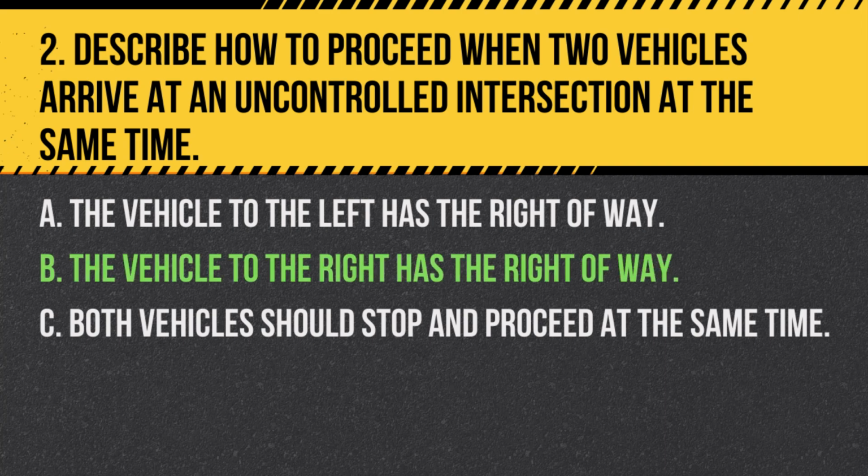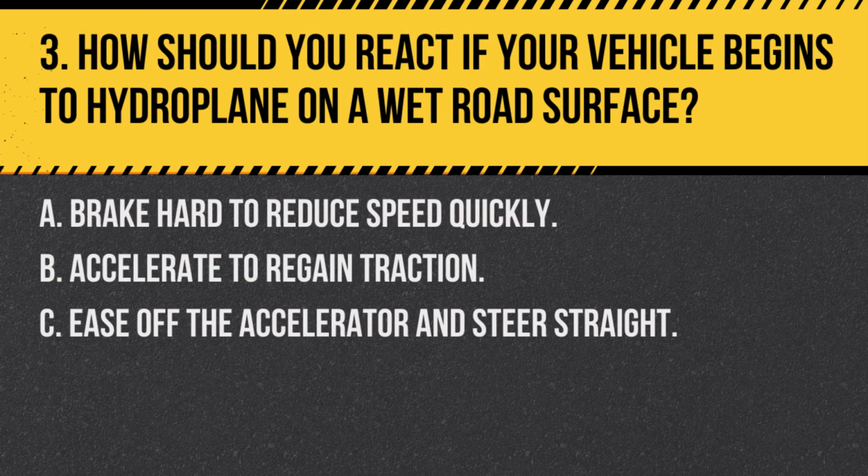Answer. B. The vehicle to the right has the right of way. At uncontrolled intersections, the first to arrive, first to proceed rule applies. If vehicles arrive simultaneously, the one to the right goes first. Question 3. How should you react if your vehicle begins to hydroplane on a wet road surface? A. Brake hard to reduce speed quickly. B. Accelerate to regain traction. C. Ease off the accelerator and steer straight.